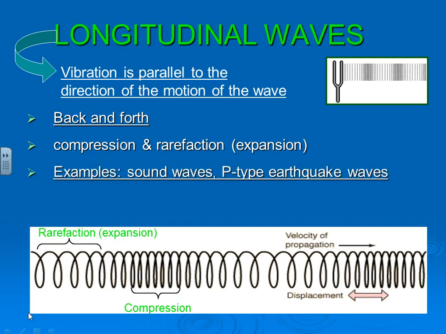Sound waves are classified as being longitudinal. And then also P-type earthquake waves. Earthquakes give off a couple different types of waves. P waves stands for primary wave. So that P-type earthquake wave would also be considered a longitudinal wave. Down here, you can see rarefaction and compression on the slinky. Slinkies are really good examples of longitudinal waves, but you can also make a slinky do the other type of wave.